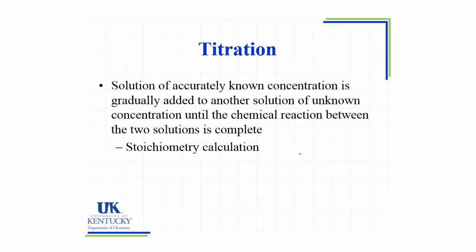The main type of solution stoichiometry that we look at is titration. In titration, we have a solution which has an accurately known concentration being added gradually to a solution of an unknown concentration. We monitor the progress of that reaction, and the way we monitor that will depend on the type of reaction it is. And when we've determined that the reaction is complete, we'll be able to use the quantitative measurements to identify the concentration of our unknown solution.